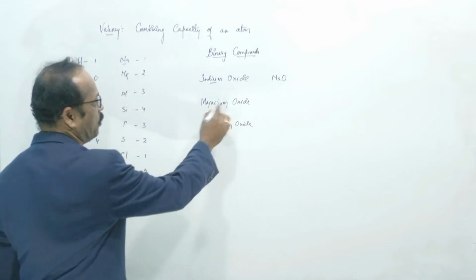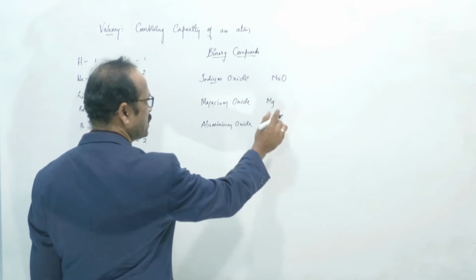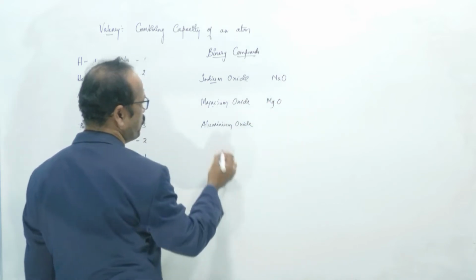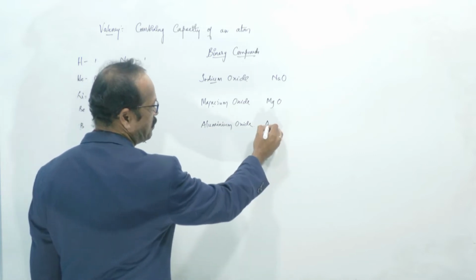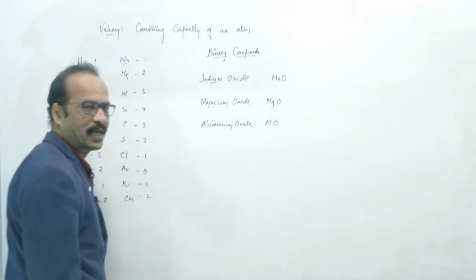Okay. Now just observe here. Now magnesium. So magnesium symbol is Mg. Oxide means again oxygen. So oxygen symbol is O. Aluminium oxide. Aluminium symbol is Al. And oxide means oxygen. Oxygen symbol is O, so AlO.